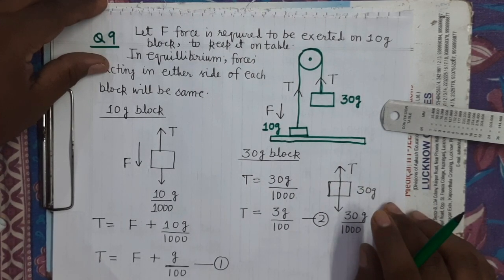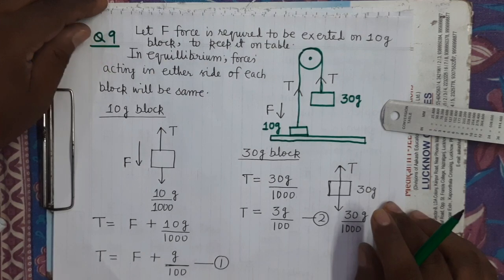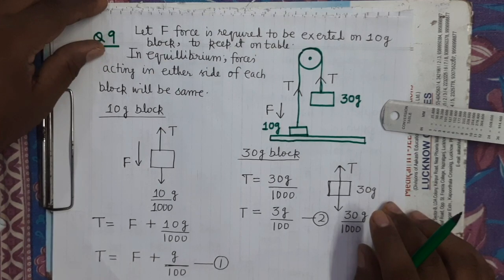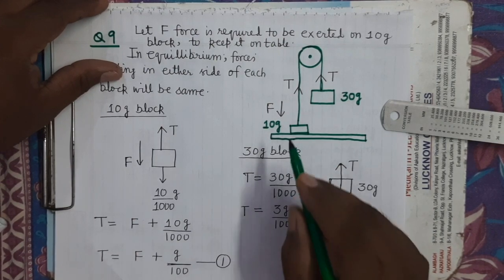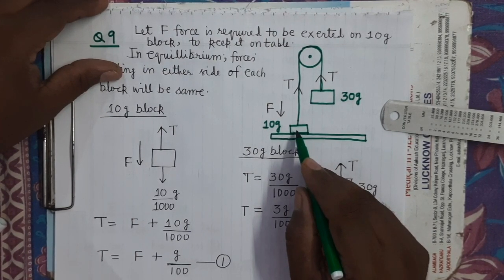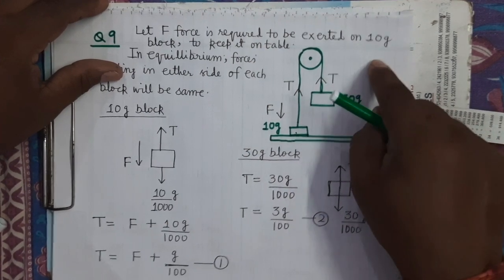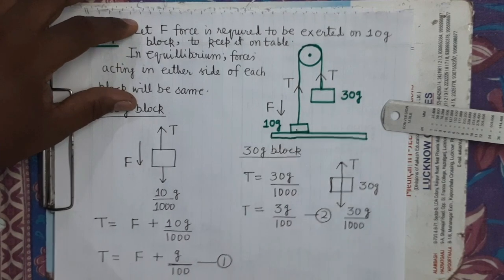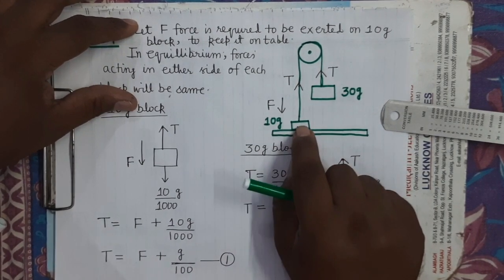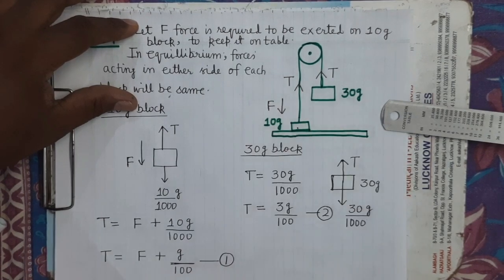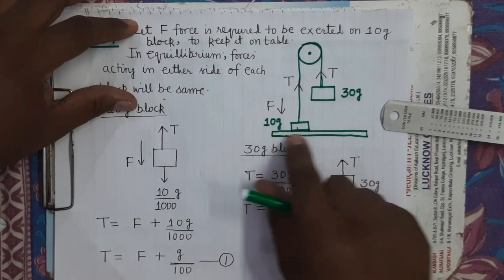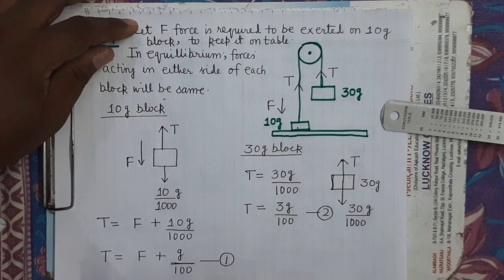What minimum force must be applied on the 10 gram block to keep it on the table? Now see here. If you don't apply any force on the 10 gram block, what will happen? Here it is 10 gram, here it is 30 gram. It will go up and the 30 gram will go down. In order to keep it on the table, you have to apply some force in the downward direction. So in order to just keep it on the table, let the minimum force applied be F.